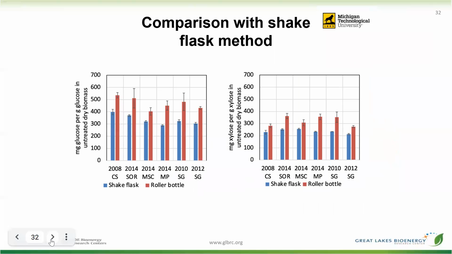Better liquefaction translates to higher glucose and xylose yields, which were 42 to 47% higher for both xylose and glucose for the roller bottle samples.